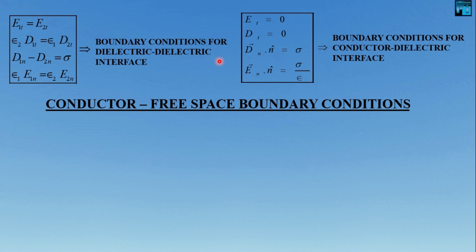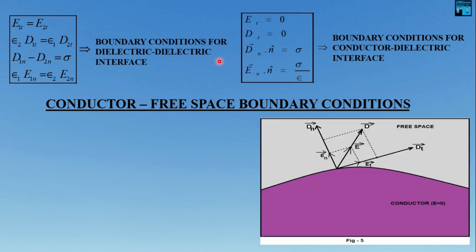Now for this we obviously need a diagram. So this is our diagram, this is free space with permittivity epsilon naught, and this is our conductor within which the E is equal to 0. See, we have already decomposed our fields E and D in their component terms. See, this is Et, this is En, this is Dt, this is Dn. Okay, now this case is very much easy.